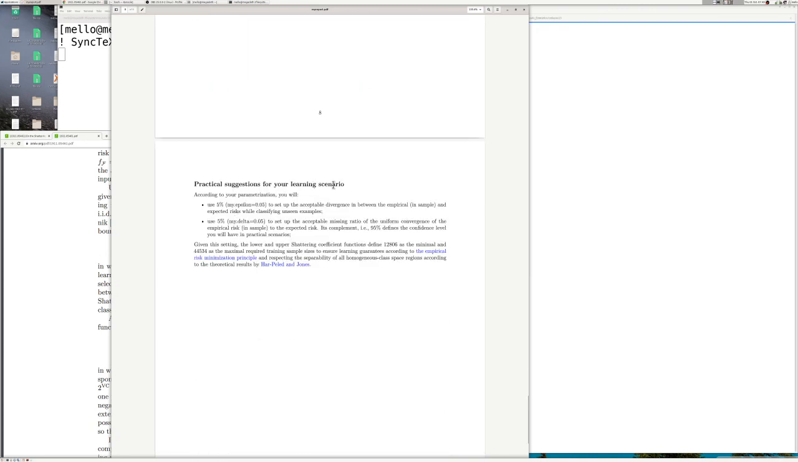And here are some suggestions for your learning scenario. You guys had the chance in this function to define your epsilon and your delta to be used. Your epsilon was defined by default as 5% and delta as well. So you're going to get a 95% confidence level for your uniform convergence. And you know what is interesting? In that particular scenario, you will need 12,000 examples for training to ensure the lower bound for your shattering coefficient function, and 44,000 for the upper bound. That's according to Harpeld and Jones.